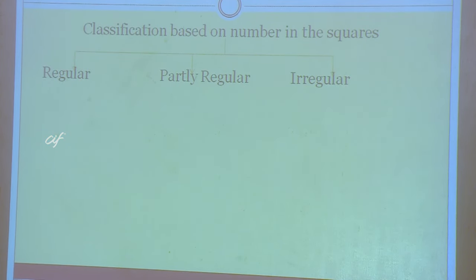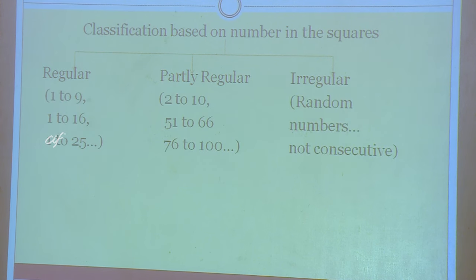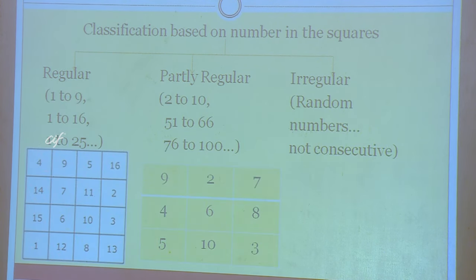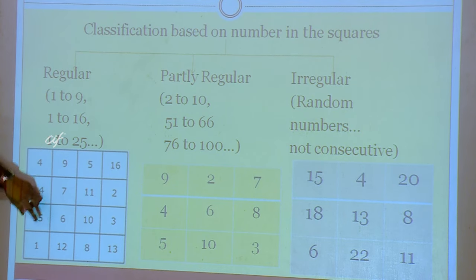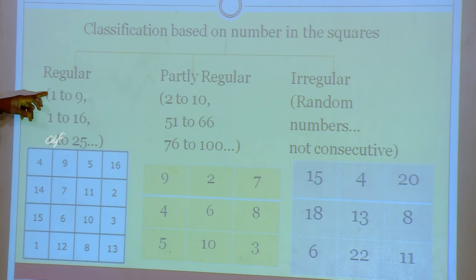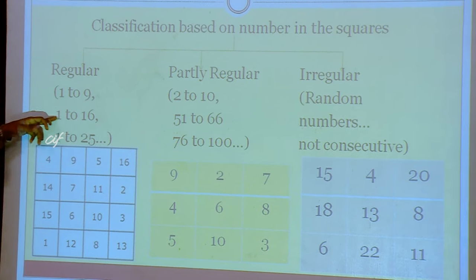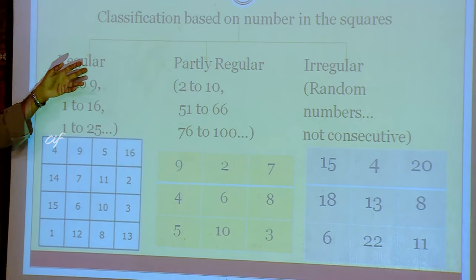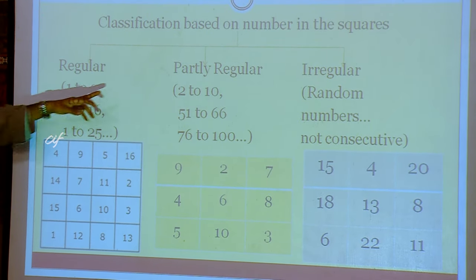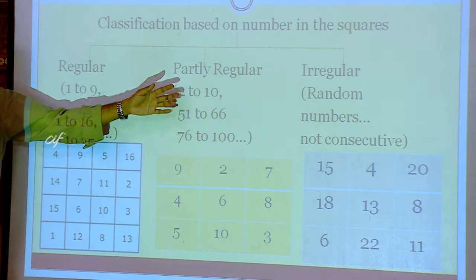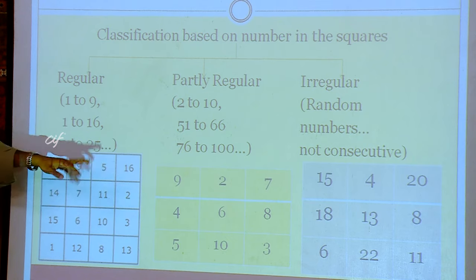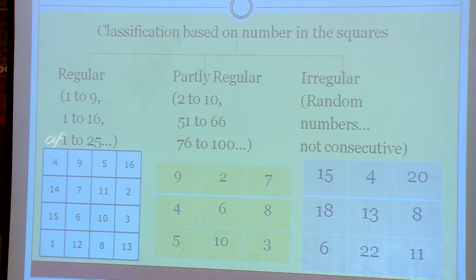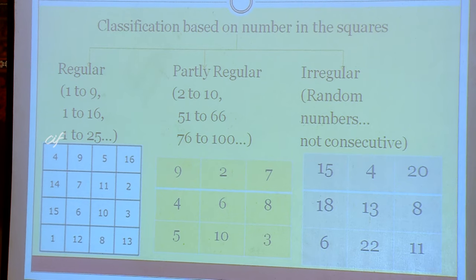Again, based on the numbers inside, we can classify them into three parts. Earlier we were classifying by the number of rows. Now we are concerned with the numbers which are filled up in this grid. If we have continuous numbers starting from 1 to 16, or 1 to 25, then it's called a regular magic square. Or if we start from 2, or any number, but it goes continuous without breaking, here we have 2, 3, 4, 5, 6, 7, 8, 9, 10, going continuous without any break but not starting from 1, we call it partly regular.